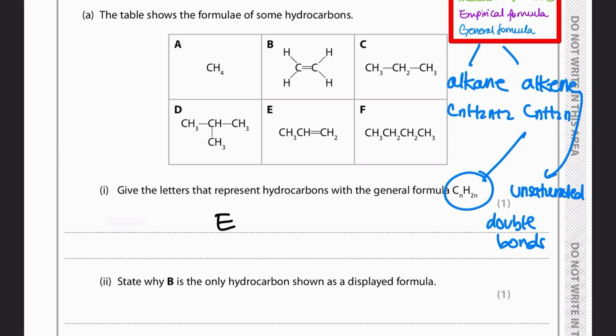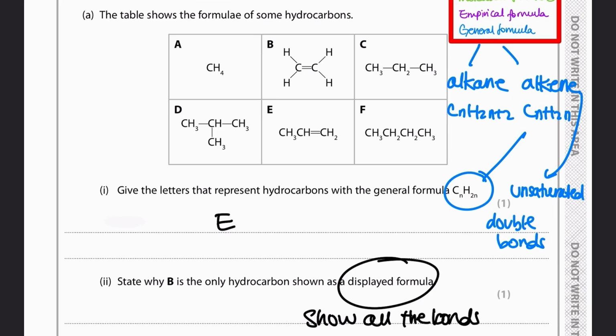So remember, the word displayed formula means that it has to show all the bonds. Do you see how B shows every single bond? Whereas, look at this. They haven't shown any bonds. They should be really drawing as C, H, H, H, like that. Do you guys understand? So everybody else except for B, they haven't shown you all the bonds. They just got lazy and just wrote CH3, CH2. So that's why only B, you can see all the bonds.